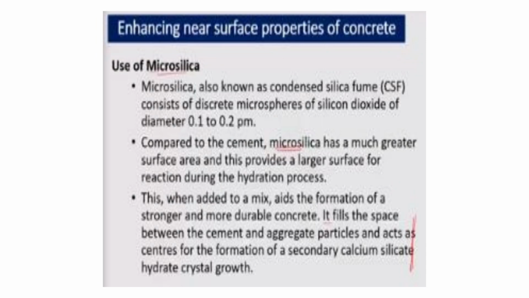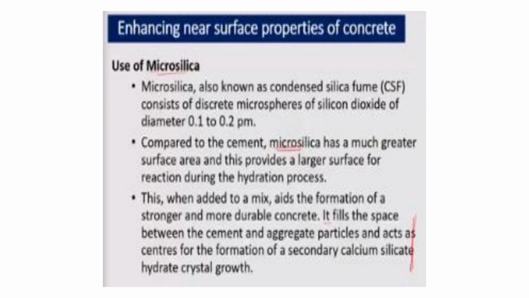Now let us go to one more material which is called microsilica. Microsilica is also known as condensed silica fume, CSF, and it consists of discrete microspheres of silicon dioxide. It has a size of 0.1 to 0.2 picometer, so it is in the range of 10 to the power minus 12.